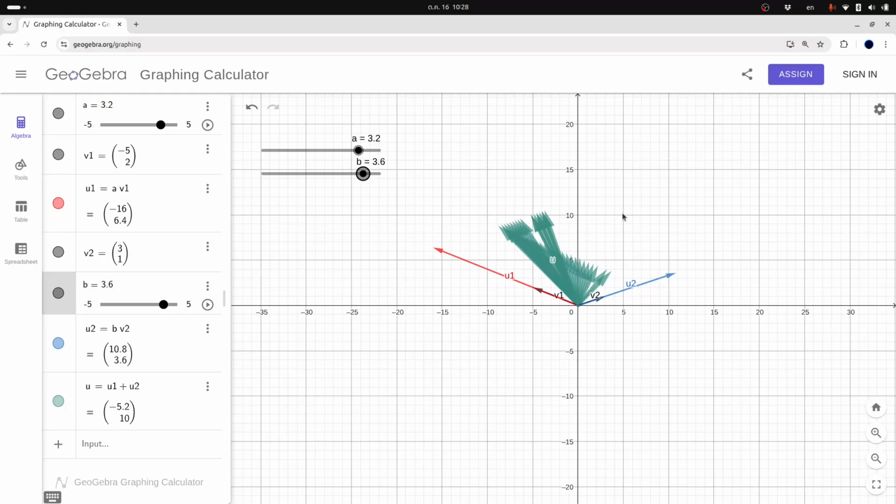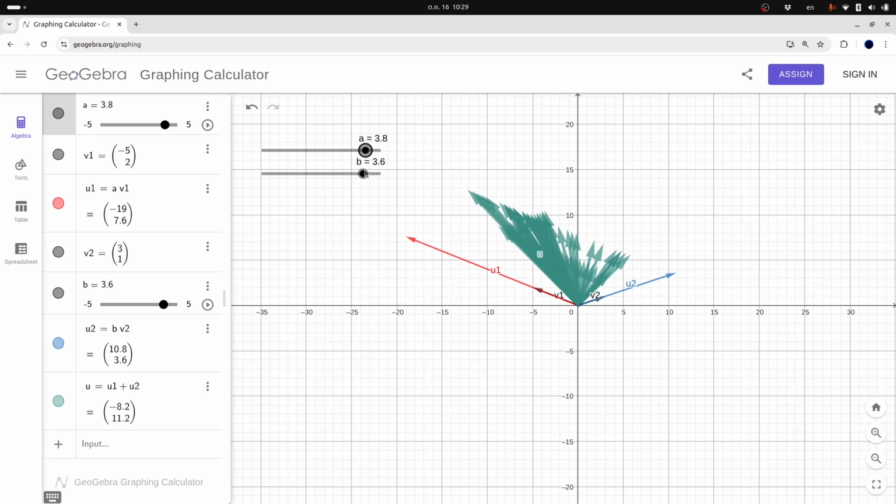If I change the value of a, each u1 is a linear combination of v1. If you take all u1, that's the span of v1. So what does the span of v1 look like? A line.